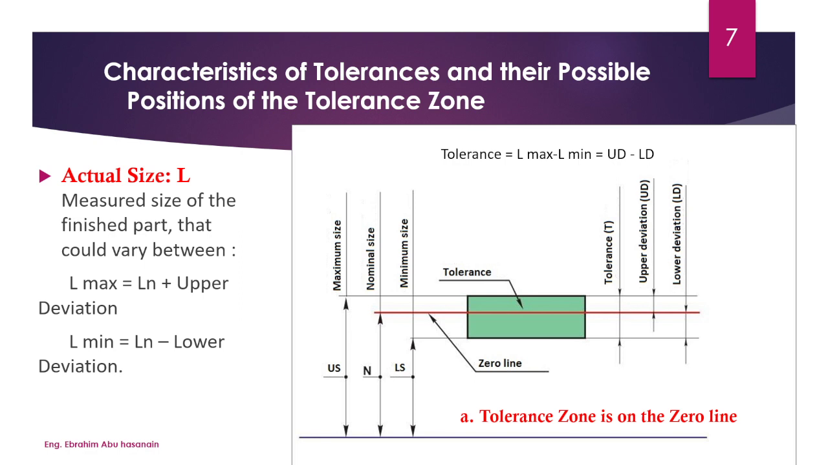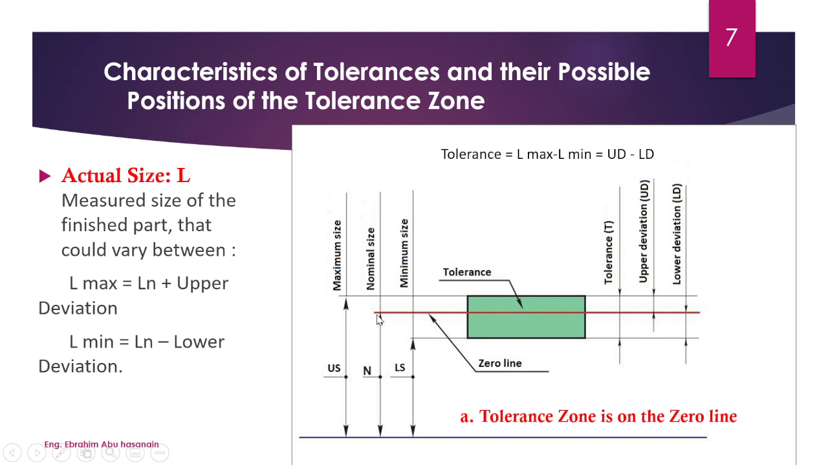Okay, and here L max, the maximum size or maximum dimension of our part, will be nominal plus upper deviation, and the minimum size or minimum dimension will be nominal minus lower deviation. In this case, our tolerance zone is on the zero line. The zero line is the nominal dimension.